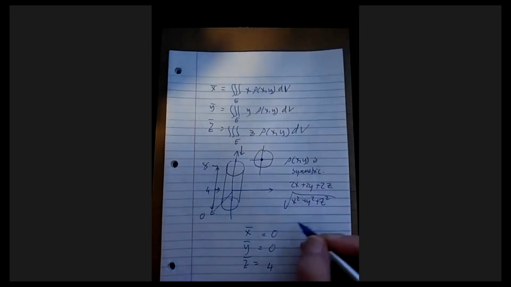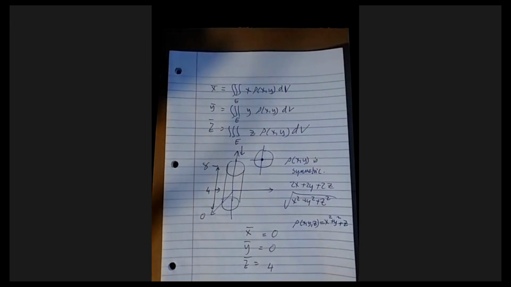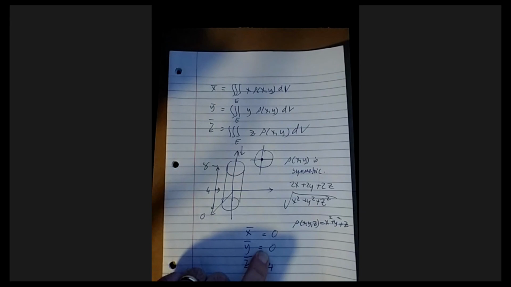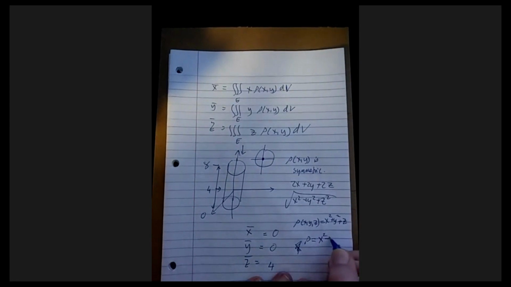So what they might give you, and this is more realistic, is you can have a density function which is semi-symmetric. X squared plus y squared plus z is symmetric in the x and the y, and therefore you can still do this. It's not symmetric in the Z, which means you're just going to have to do Z bar. If you got a question that looked like this, the density function was x squared minus y plus z squared.